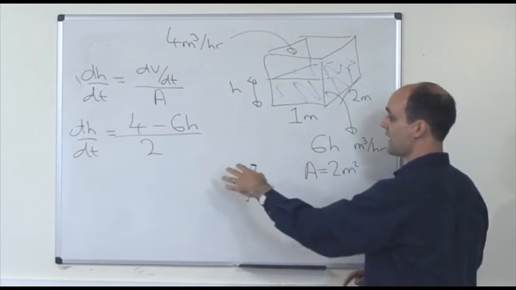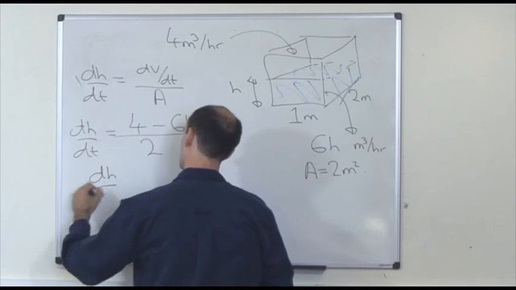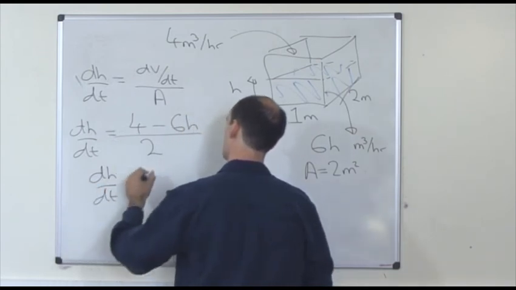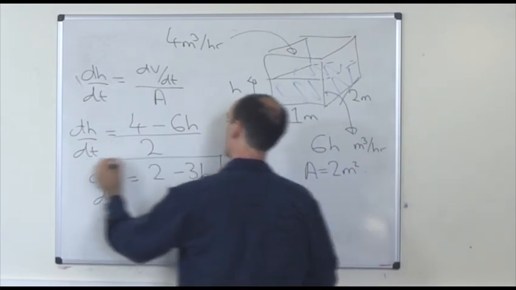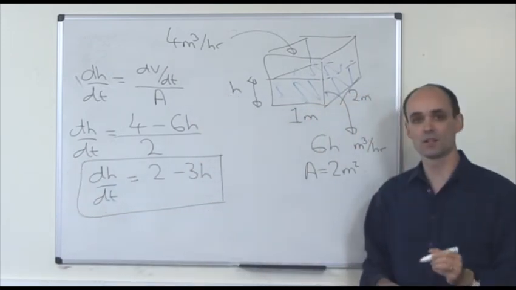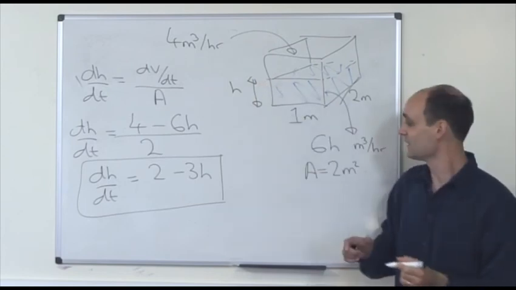So all that's required now is actually just to tidy this up. So dH by dt is equal to 2 minus 3h. And again, this is the differential equation which governs the rate of change of height of that water in that vat as a function of time.